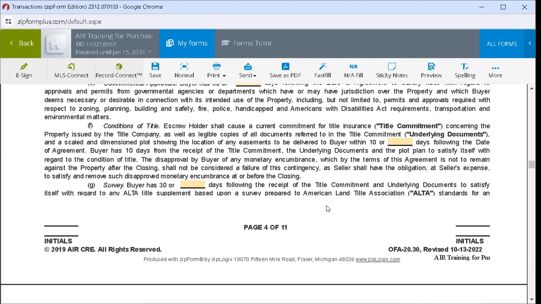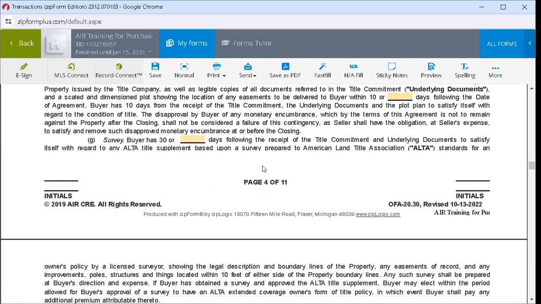Survey, buyer has 30 days following the receipt. Now see, now this is going to tie to other contingencies of the title commitment and the underlying documents, okay? So now the survey is tying back to that title commitment when the clock can start running on this.